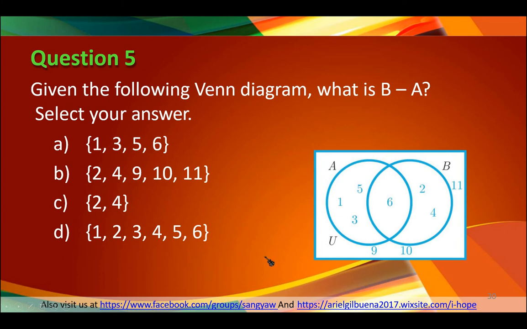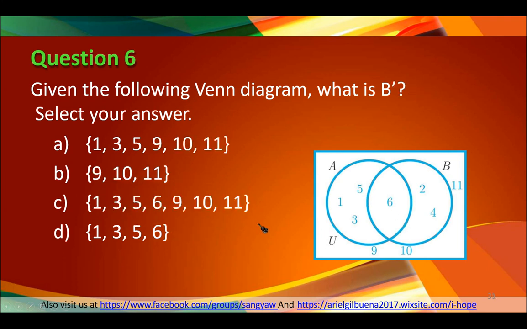Question number 5. Given the following Venn diagram, what is B minus A? So, ano po dyan? Titignan po natin yung katapat niya. Di ba po? So, ano sa tingin niyo yung tamang sagot? So, meron tayong 1, 3, 5, 6. So, that's the difference. Then, another. Given the following Venn diagram, what is B complement? So, yung hindi kasama sa kanyang set. Di ba po? So, A, B, C, or D. Hanapin po natin yung tamang sagot dyan.